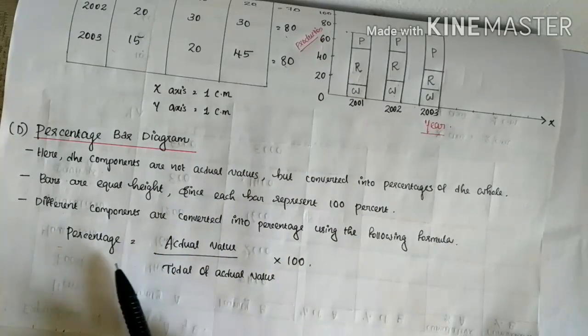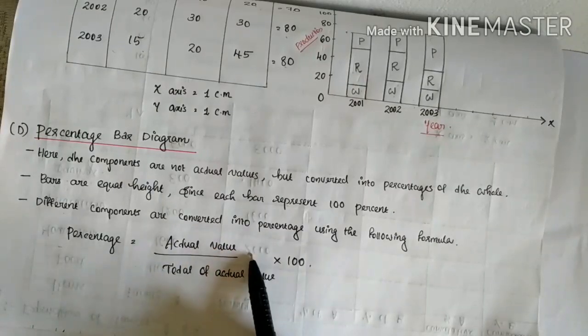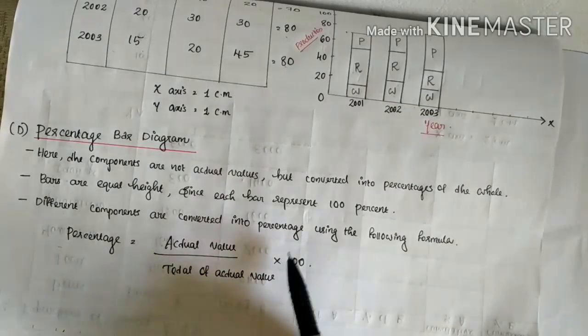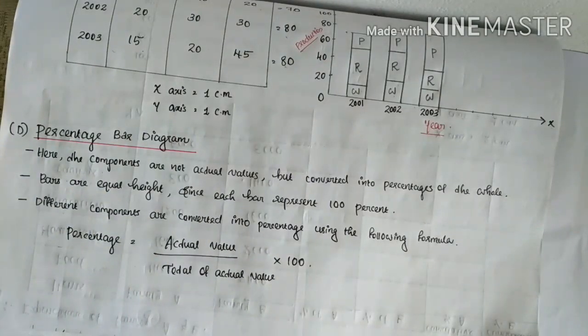The different components are converted into percentage using the following formula. That is, percentage is equal to actual value of the item divided by total of the actual value into 100. So the first procedure is that the value of an item and its value is given, you have to be converted into a percentage value. That's the first procedure. And one feature of a percentage bar diagram is the length of the bar is always same or uniform, that is 100.